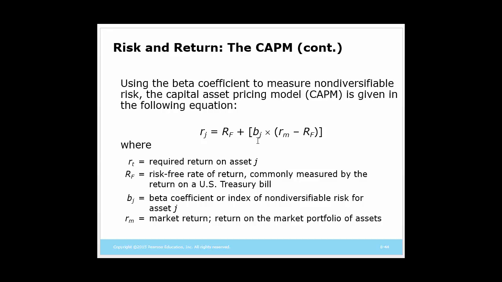So you take the individual asset's risk times the risk premium, the market risk premium, and this tells us what required rate of return you would expect to get if you would buy this stock.